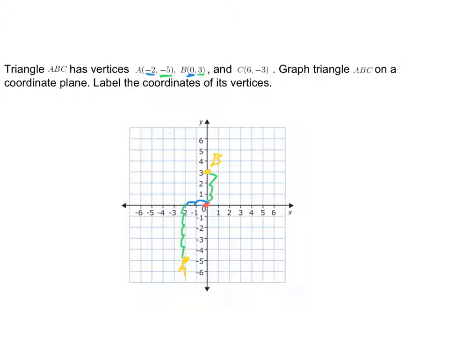What I want you to do now is pause the video, find where C is, and then hit play and see how you did. Okay, from the origin, we should have gone to the right 6, and then down 3. So C is right here. Since it's a triangle, you can see that if we connected these 3 points, we would make a triangle.